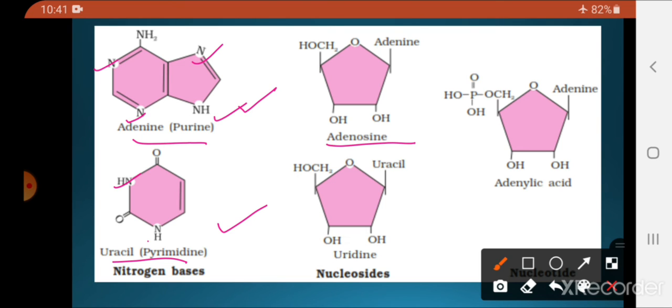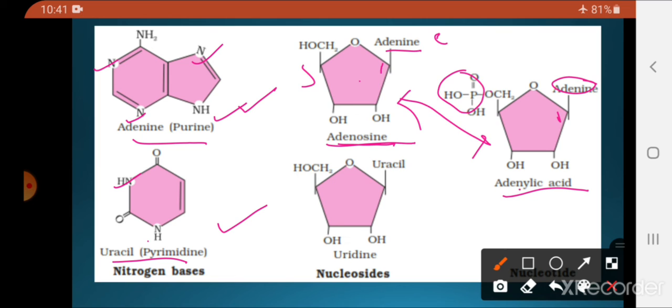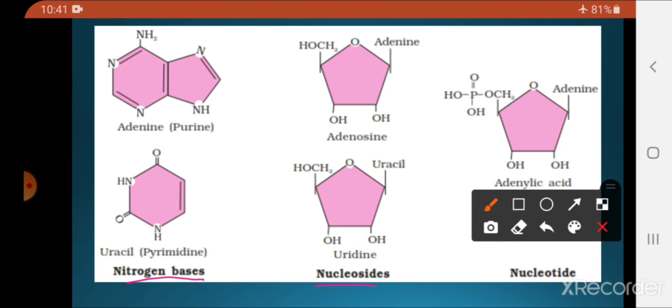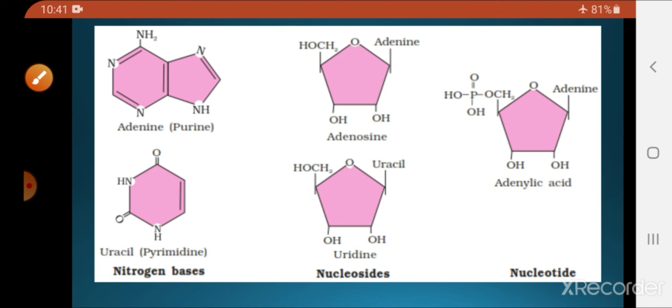Now this is adenosine. Adenosine has a ribose sugar. This is the first carbon having an adenine, and again this is adenylic acid. Difference क्या है? Look at it carefully. So this is the first carbon जहाँ पे adenine है, and this is adenosine. यहाँ पे first carbon adenine, fifth carbon पे phosphate, that is called as the adenylic acid. And this is uridine जहाँ पे first carbon पे uracil है. So these are nitrogenous bases, these are nucleosides, and this one is a nucleotide.